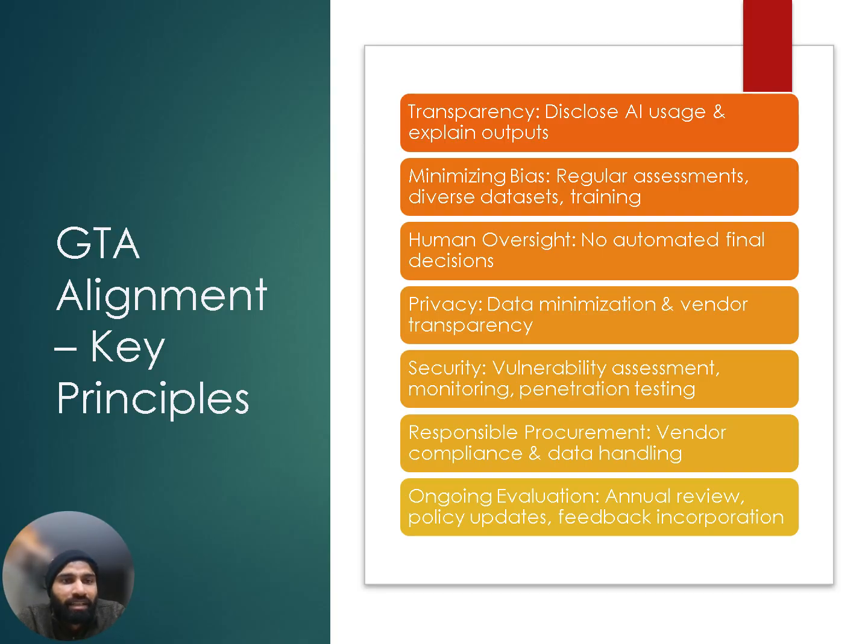Okay, GTA alignment, key principles. GPTC's policy is aligned with the Georgia Technology Authority's statewide AI standards. This ensures that all state institutions follow consistent, responsible guidelines. There are several principles involved. Transparency. Here, users must disclose when AI was used, and AI systems must explain how they work and what their limitations are. Minimizing bias. AI tools undergo regular assessments to check for unfair or discriminatory outcomes.